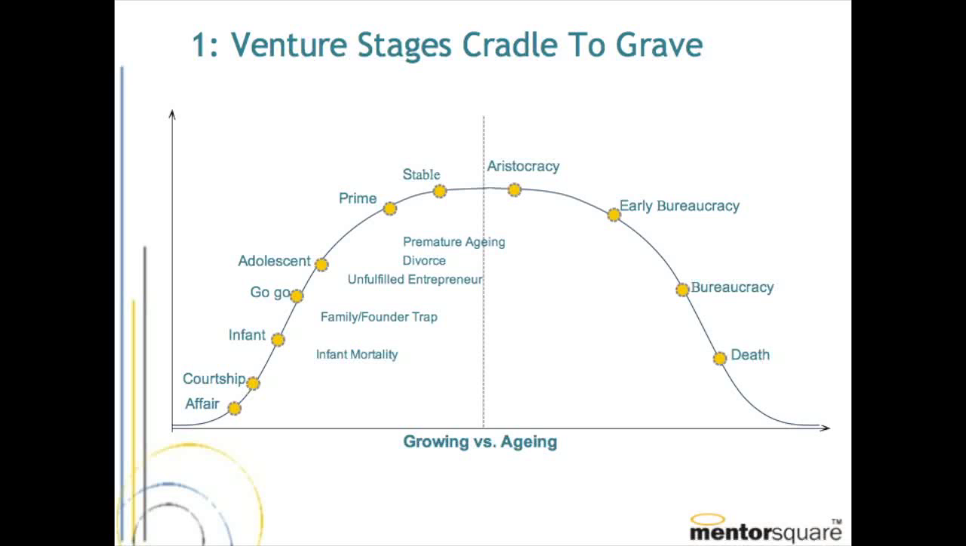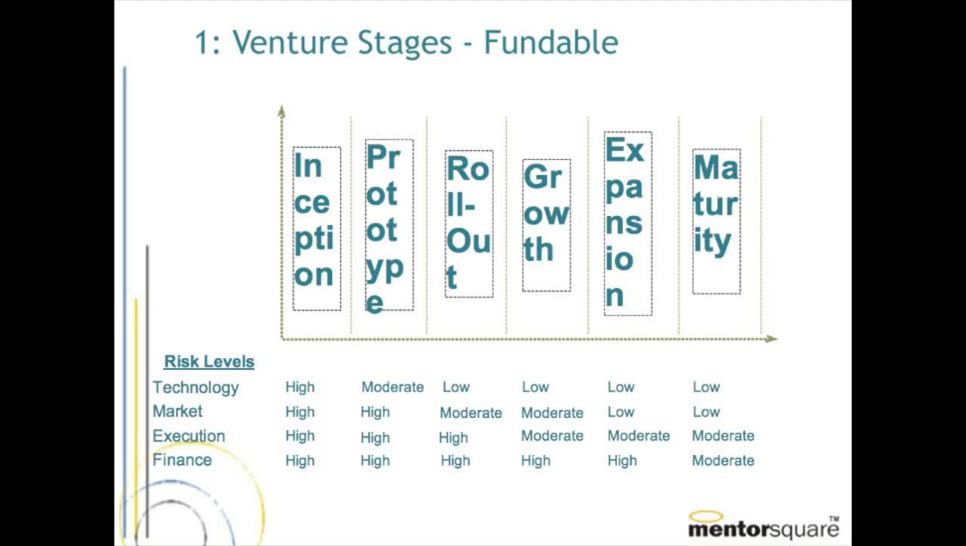Another 2 or 3% die before they are prime, which is, as you can see, these branch outs from the infant stage and the stage between adolescent and prime, where they have declined or died out. Infant mortality, family or founder trap, unfulfilled entrepreneur, premature aging or divorce. So what are the stages? Typically, if you relate to what we saw earlier, the stages at which any investor or business requires funding range from the inception stage to the expansion and maturity stage.